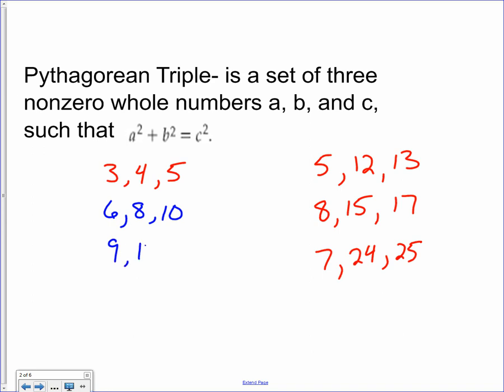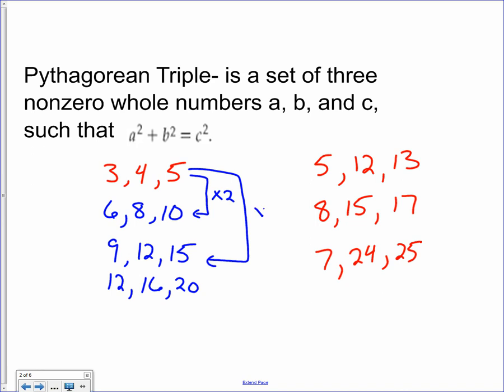9, 12, and 15 is also a Pythagorean triple. 12, 16, and 20 is also a Pythagorean triple. So what you might notice is that from a Pythagorean triple, if you multiply every number by the same thing, here by 2, or here by 3, what we find is that they remain Pythagorean triples as long as their ratios remain the same. So that's something interesting. That would work for 5, 12, and 13 as well. So 10, 24, and 26 is also a Pythagorean triple.